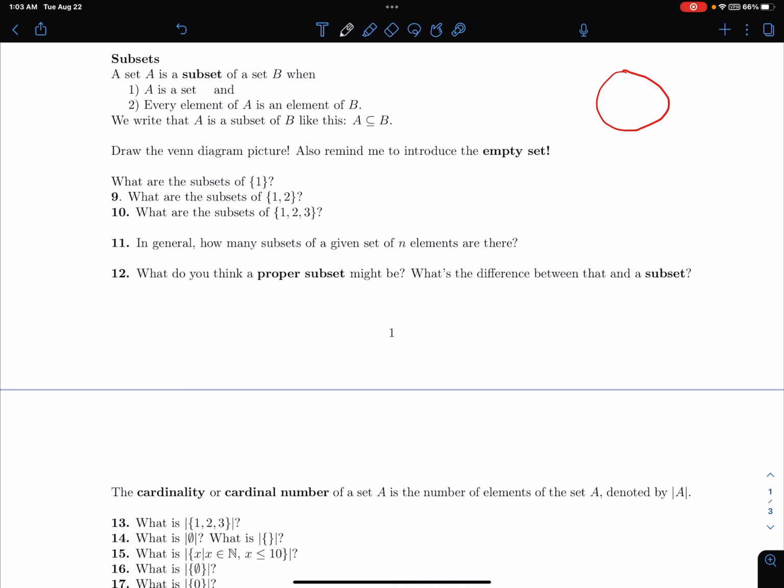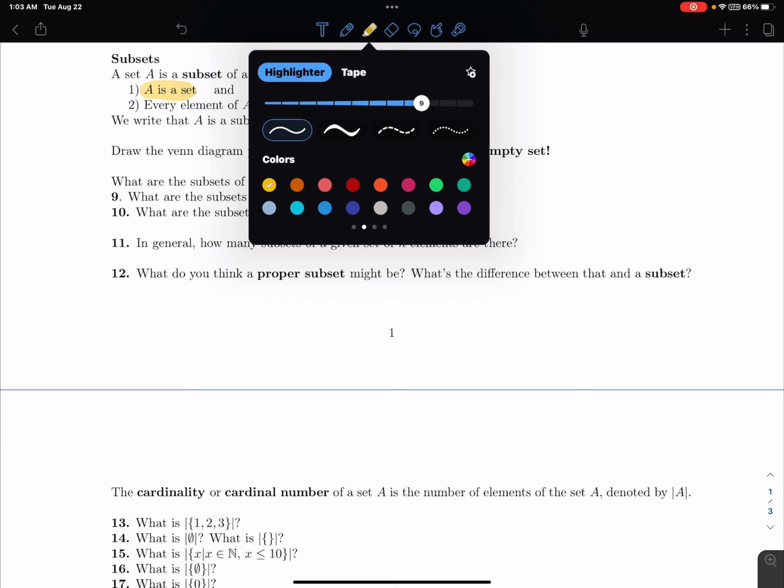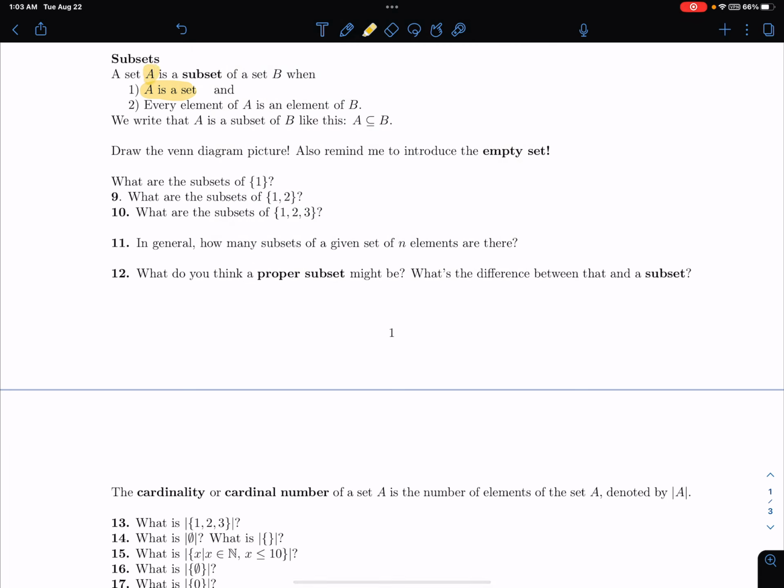Let's look at the technical definition. So what is a subset? There's two qualifications. The first one is that it's a set. That's super obvious, okay? So a set A is a subset of another set B. First of all, A is a set. So of course it's going to be a set to be a subset, right? It's even in the word.